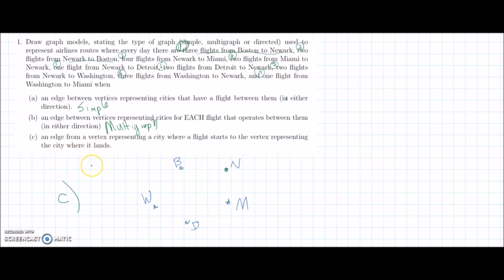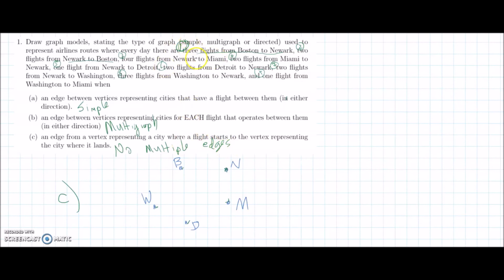Okay? Now, I'm not going to do this one. I'm going to leave this as an exercise, except for A. So C says, I have an edge from a vertex representing a city where a flight starts to the vertex representing the city where it lands. Now, in this one, I'm not going to have any multiple edges because it just says when there's a flight that starts somewhere and to where it ends.